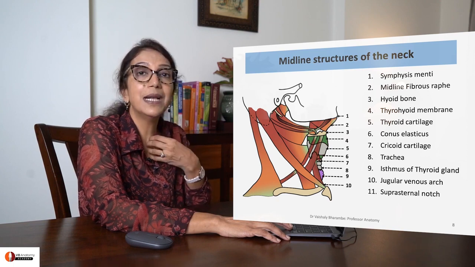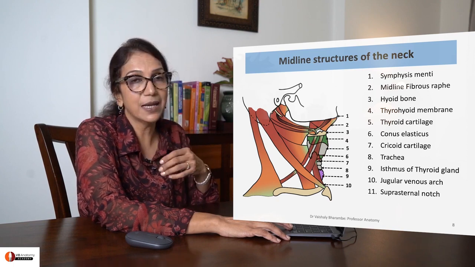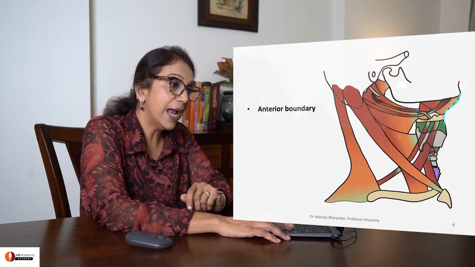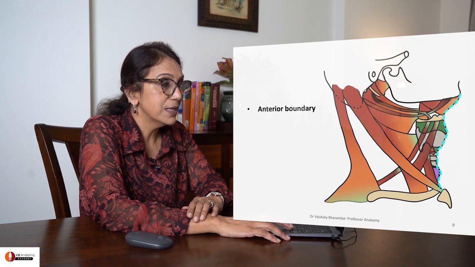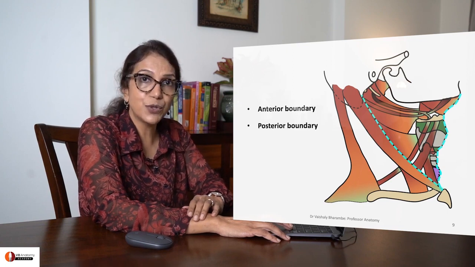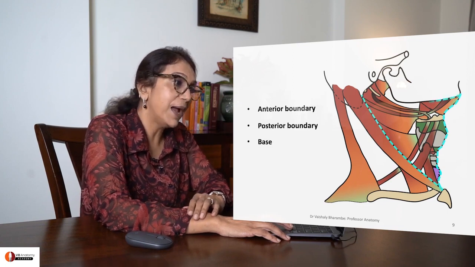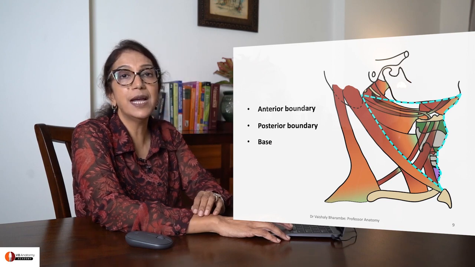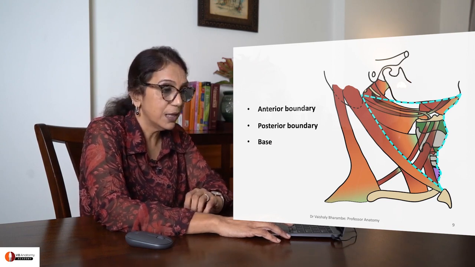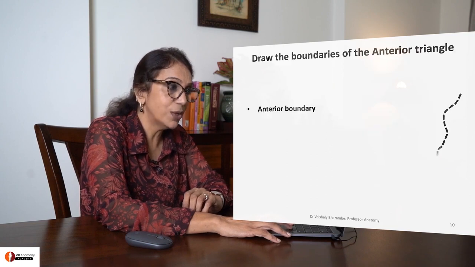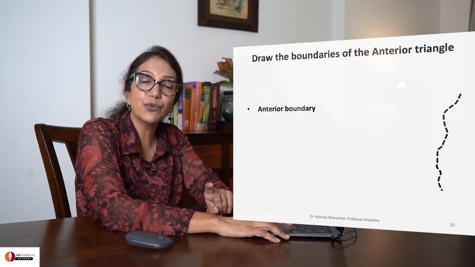All these are the midline structures of the neck, forming the anterior boundary of the anterior triangle. Sternocleidomastoid forms the posterior boundary, and the mandible, along with an imaginary line to the mastoid process, forms the base of the triangle. I'm going to remove this, and what is left is what you're going to draw.